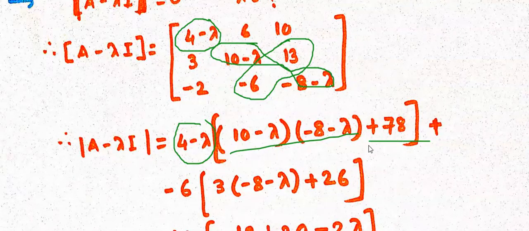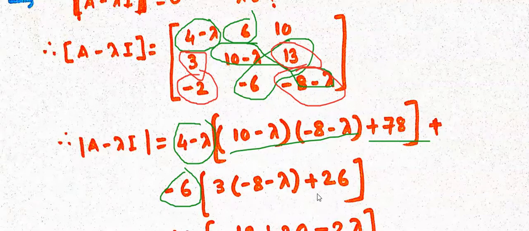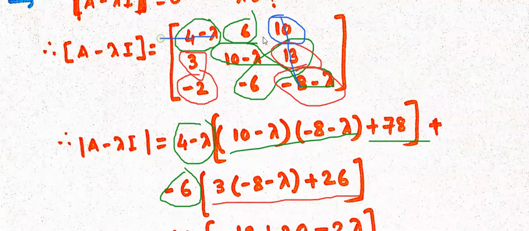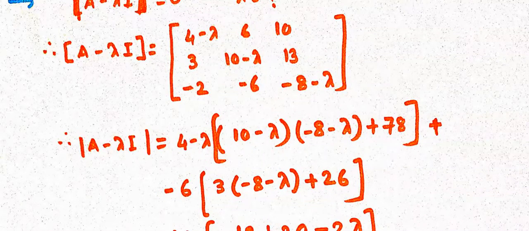To solve the second term, this will be minus 6, which is provided here. 3 into minus 8 minus lambda, and minus 2 into plus 13, that will be with the negation. So this is this operation. Now to deal with the last value, that is plus 10 into, this will be suppressed, so it will be 3 into minus 6 minus minus 2 into 10 minus lambda, this will be multiplied. Now this entire thing will be simply solved over here.